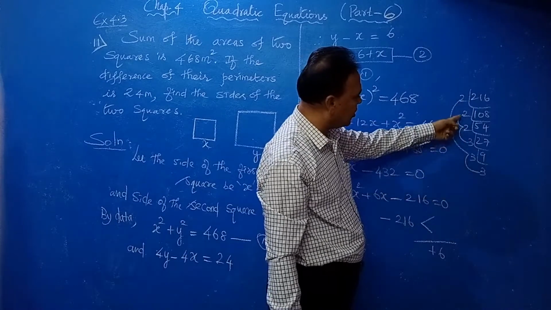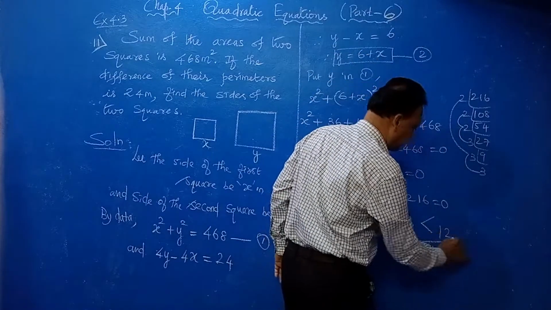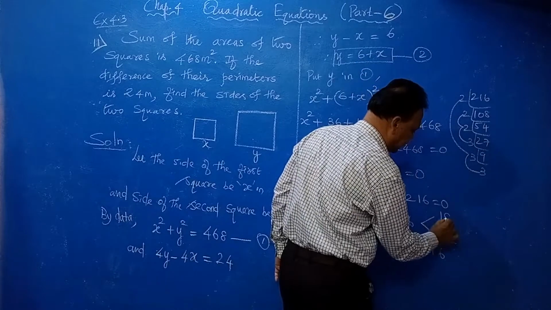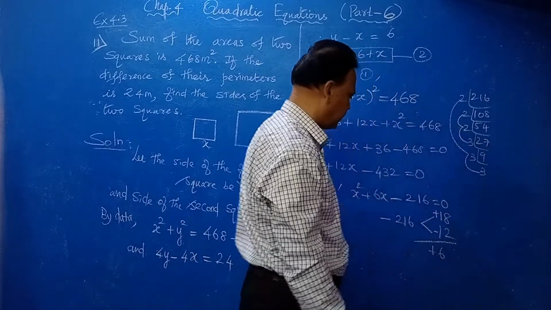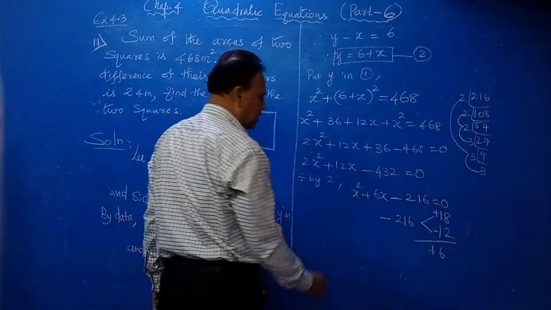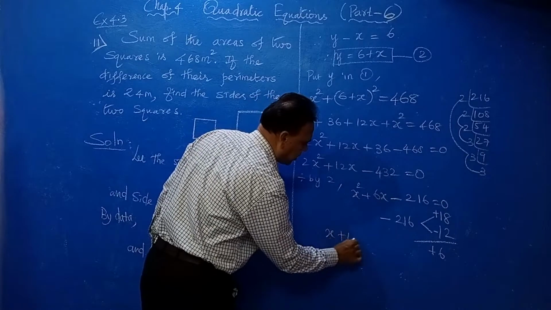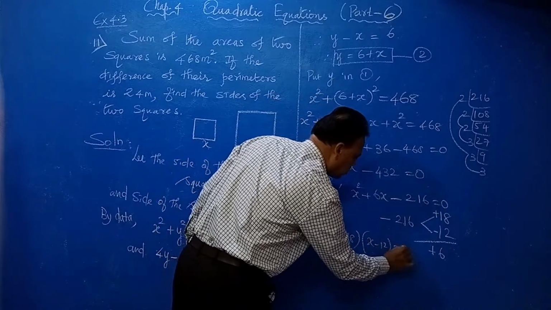Now you take 2 into 2, 4, 4 into 3, 12. 12 is one factor you take. Then 2 into 3, 6, 6 into 3, 18 you take, correctly you will get. Here the big number takes plus, the small number takes minus. So the x squared coefficient is 1, so you can write it straight away: x plus 18 into x minus 12 equal to 0.